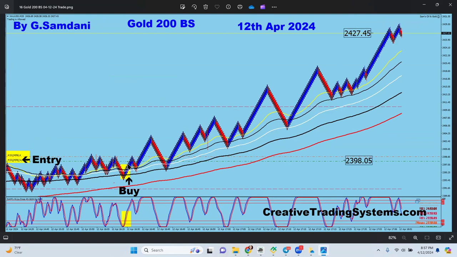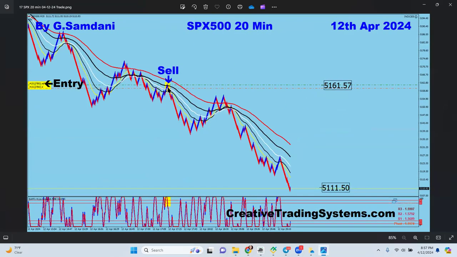You can see the arrow here. Buy orders right there from 23.98 to 24.27, very close to my target, 24.61, right? That would be the end of it, I guess. I don't know. And then the S&P 500 going to the downside here. And that's it.